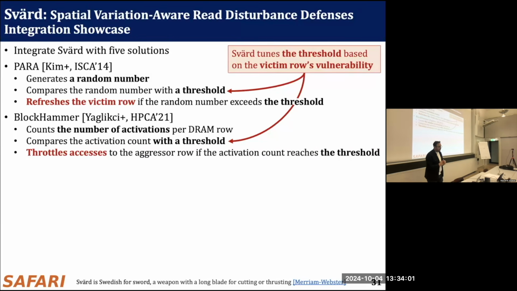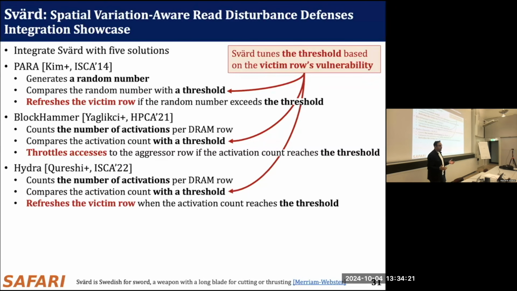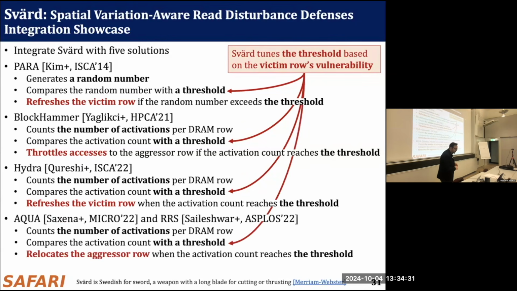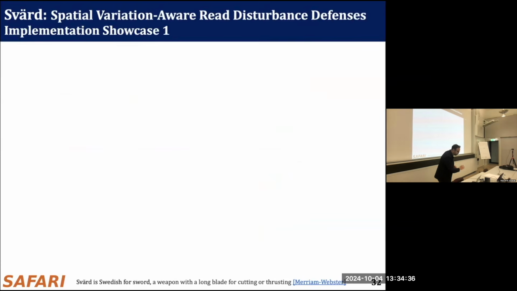For RowHammer, it's another paper that we might talk about in the future. We count the number of activations per DRAM row using some filters, and the activation counts are compared against the threshold. So we change the threshold so that we can change the aggressiveness of RowHammer. The same story for another mechanism called Hydra. Again, there is a threshold. So if there's a threshold in your mechanism's decision-making process, then we can change the threshold by using Svärd, and we can tune the aggressiveness of your mechanism.